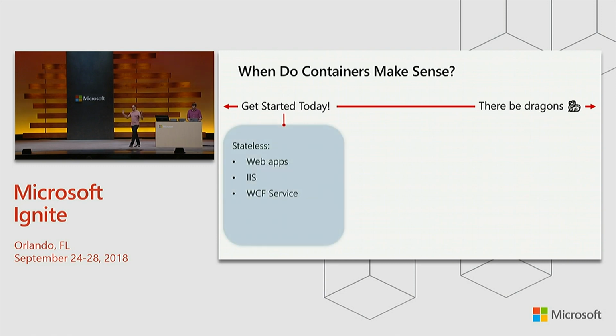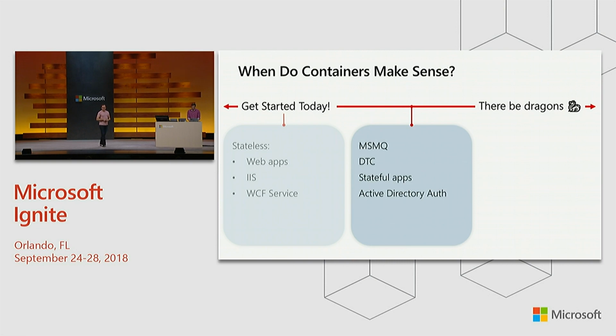The things that I would get started with immediately, the things that I would start with right out of the gate, anything that's stateless. So web apps, IIS, Windows services, WCF services, those kind of things are a home run. They're the slam dunk. They're the things that run in a container incredibly well. We get a lot of efficiency out of it. That's usually where I will start, right?